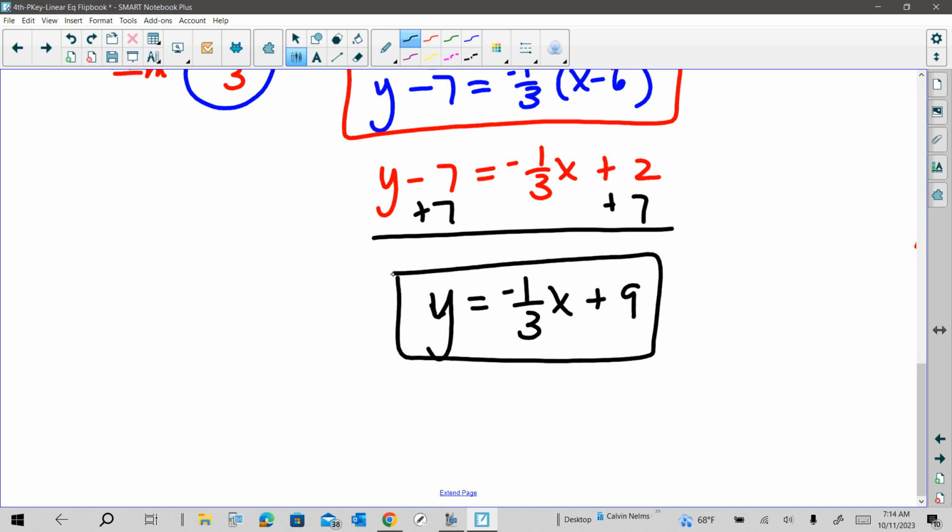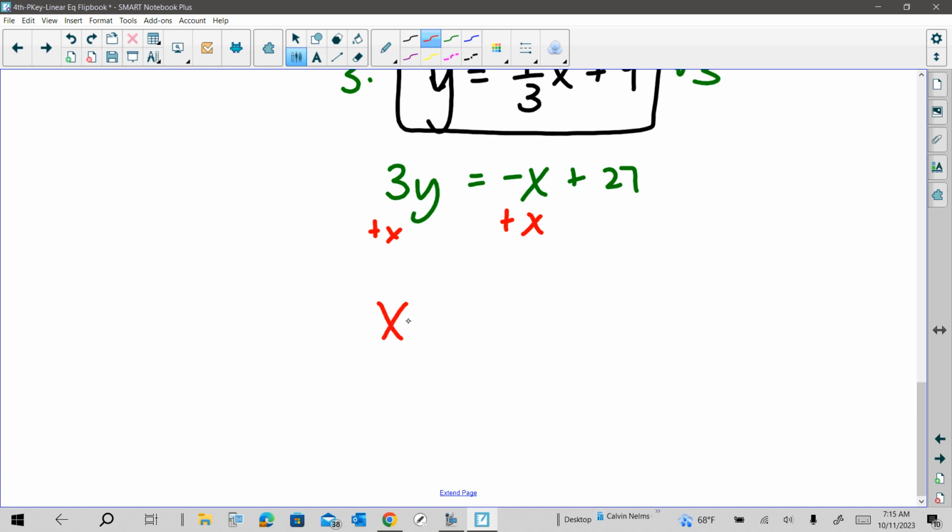And just to recap what we did with standard form. To put this in standard form, at first we need to get rid of this fraction by multiplying everything by 3. So this becomes 3y equals -x plus 27. And then we just need to get the x on the other side. So plus x, and this would be x plus 3y equals 27.